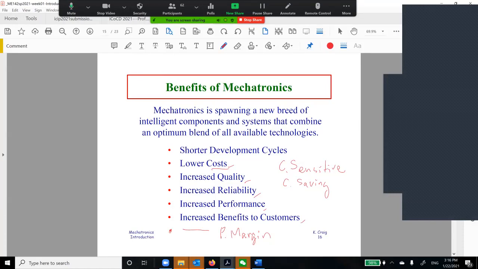So the conclusion is there are a lot of benefits, but you should be able to expand the justification. Not just say a lot. That's not enough. You need to say more specifically, like shorter development cycles, short TTM, time to market, lower cost and cost saving, make customers happier, and increase the quality, reliability, performance, and benefits.